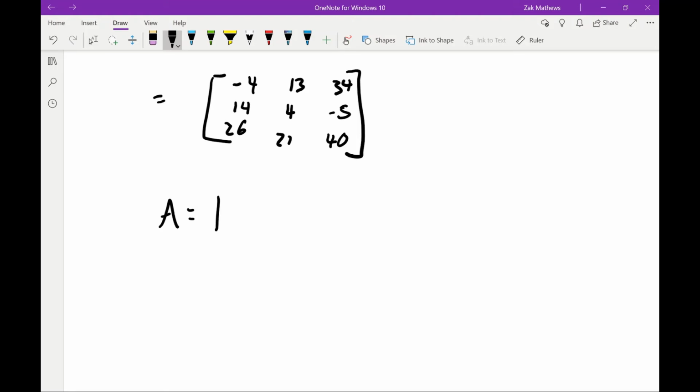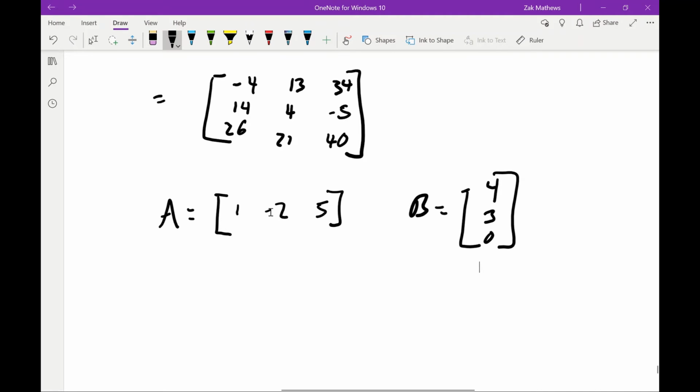Let's do 1, -2, and 5. And matrix B is equal to 4, 3, and 0. Now I want to see what I get when I do A times B. So I'm taking this 1, -2, 5, I'll multiply it by 4, 3, 0.